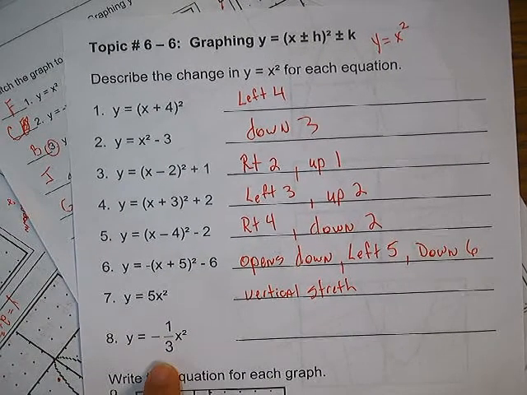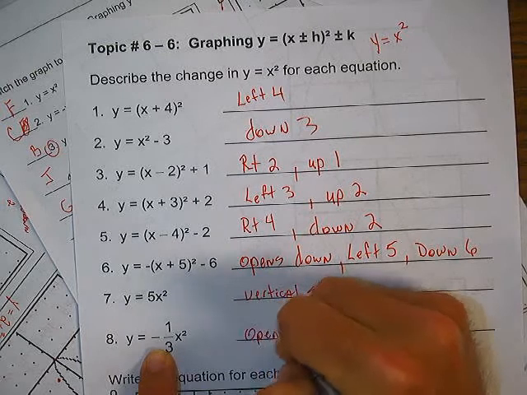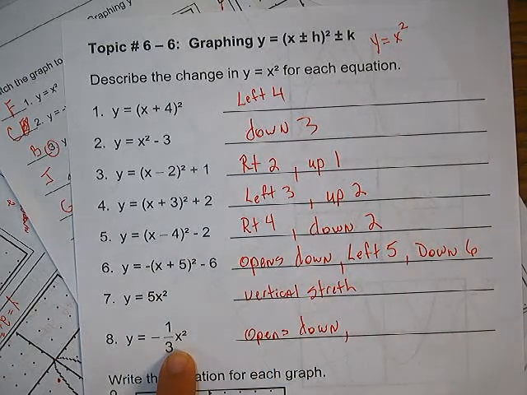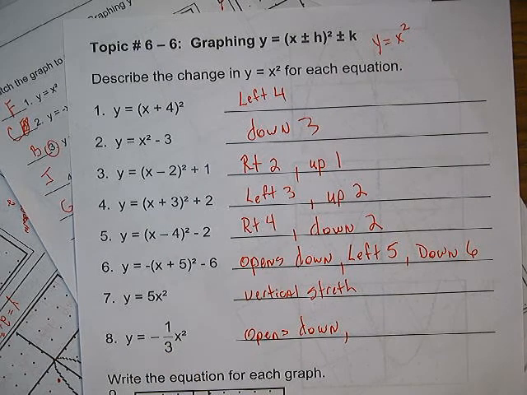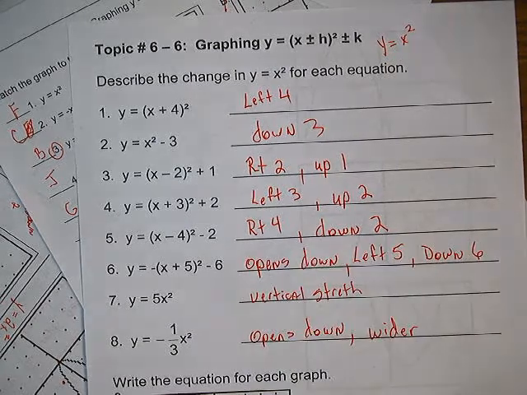Number 8. The negative makes it open down, or you could say reflects, very good. And the 1/3, the fraction, the number's getting smaller, what's happening to the graph? It compresses or gets wider.